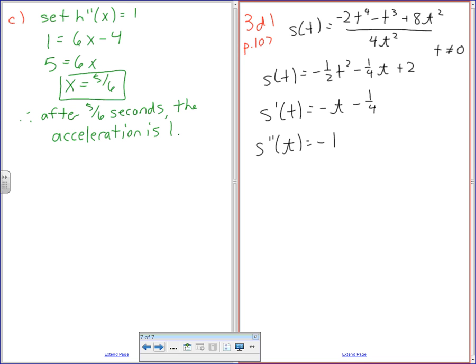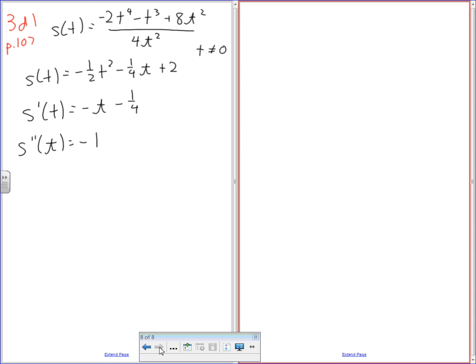Okay, so it says here, just number 16, it says the position function of an object is modeled by S of t equals 2t cubed minus 15t squared plus 36t plus 10. I'm going to just do C and D if I can. It says, when is the object moving in a positive direction? When is the object moving in a negative direction?